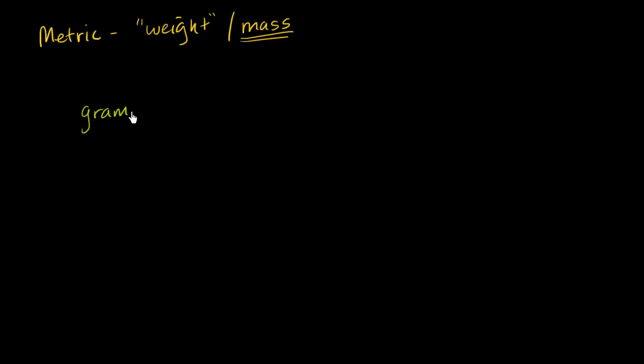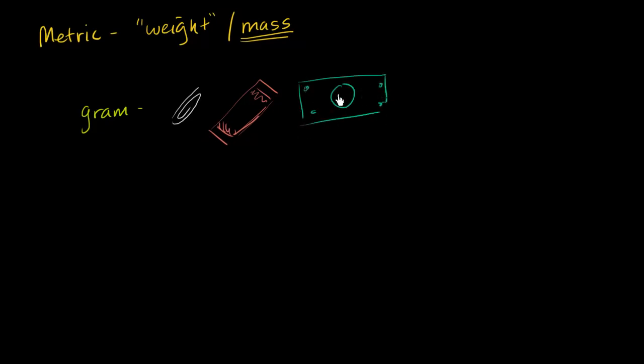the gram. And to get a sense of things that weigh a gram, one example is a paperclip. Your average size paperclip would weigh about a gram. A stick of chewing gum, not even the whole pack, just a stick of chewing gum, would weigh about a gram. A dollar bill would weigh about a gram. So this really isn't a lot of weight.